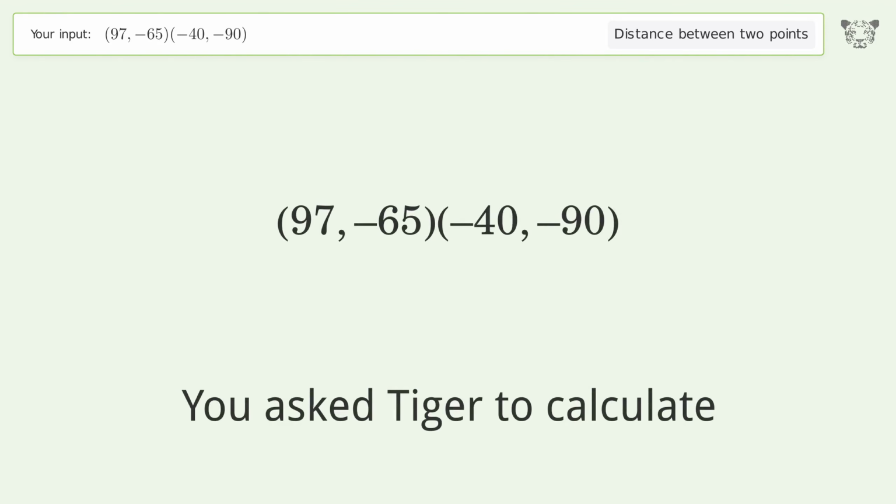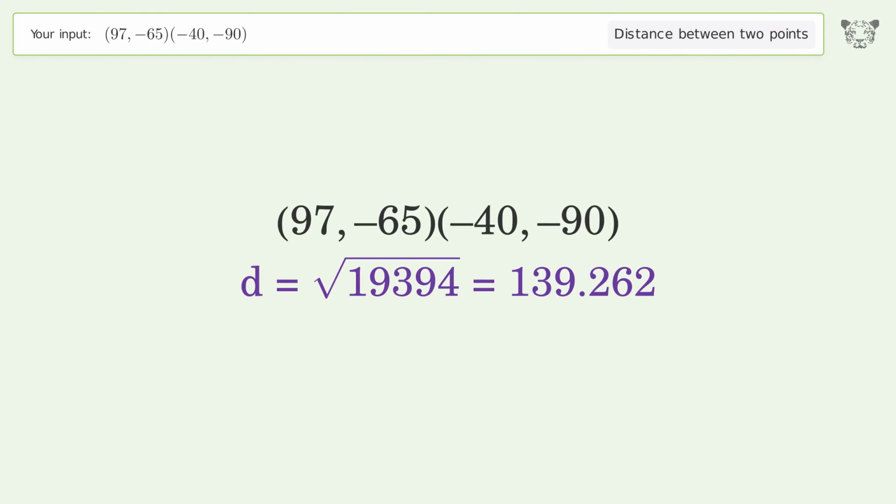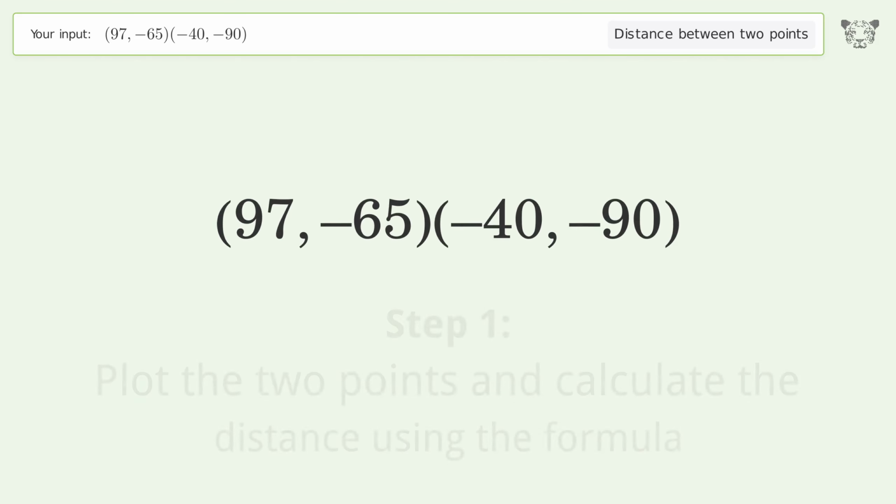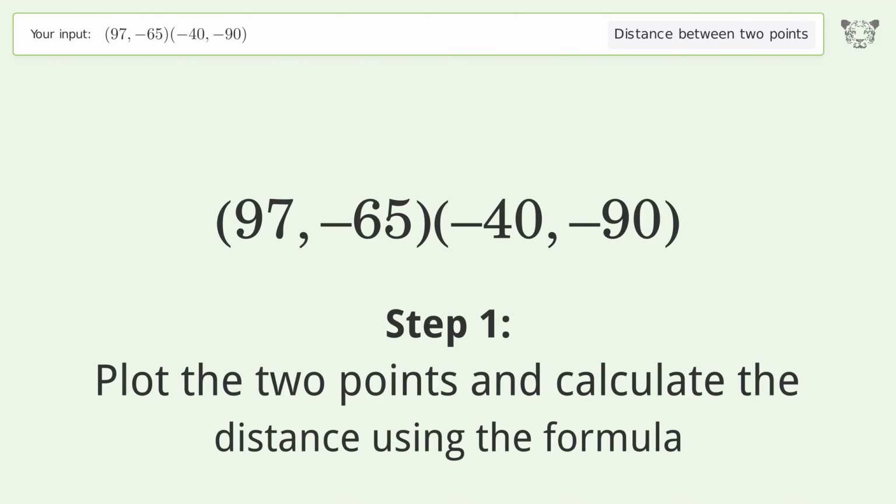You ask Tiger to calculate. This deals with the distance between 2 points. The distance between the 2 points is the square root of 19,394 or 139.262. Let's solve it step by step. Plot the 2 points and calculate the distance using the formula.